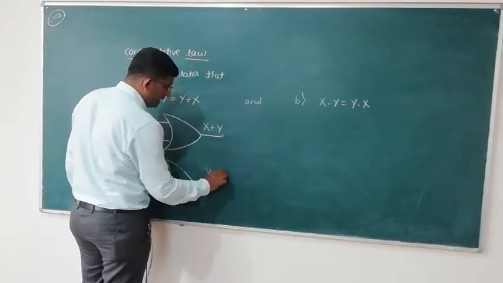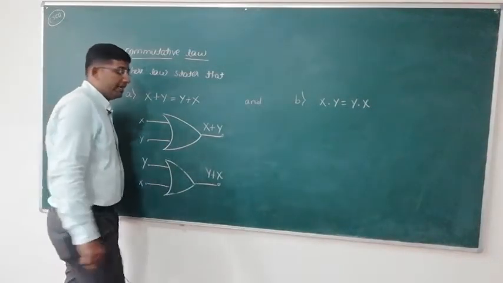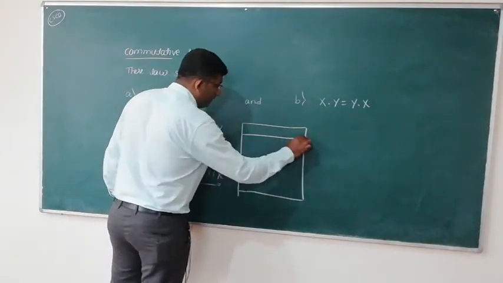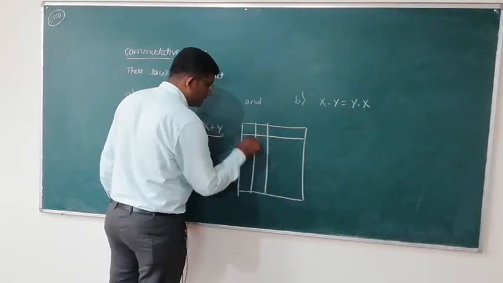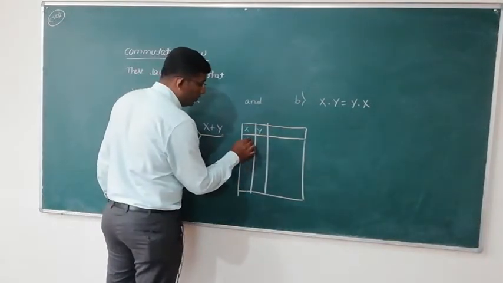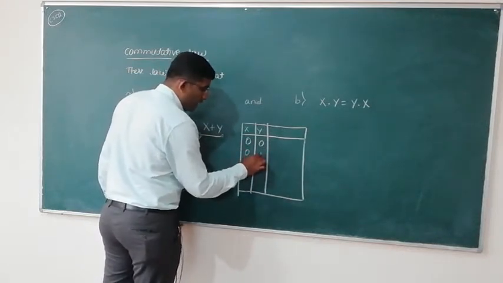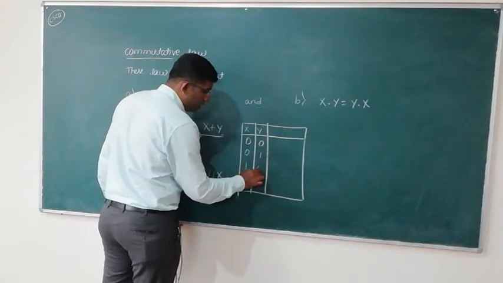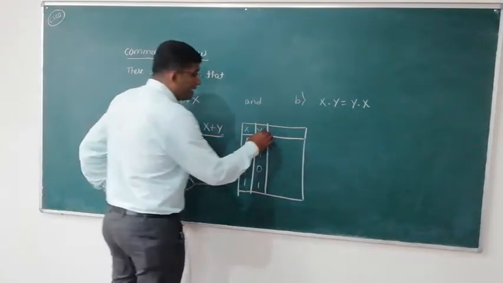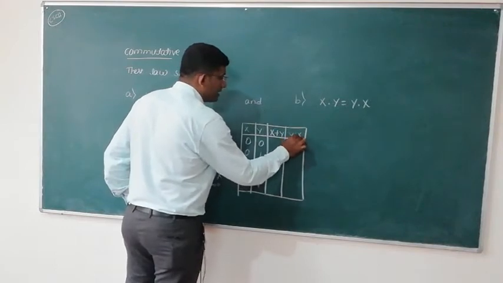If I consider the truth table for this, we have two variables here, x and y, and we can make a maximum of 4 combinations: if both inputs are 0 0, or if x is 0 and y is 1, if x is 1 and y is 0, if x is 1 and y is 1. Then what will be the output of x plus y and y plus x?